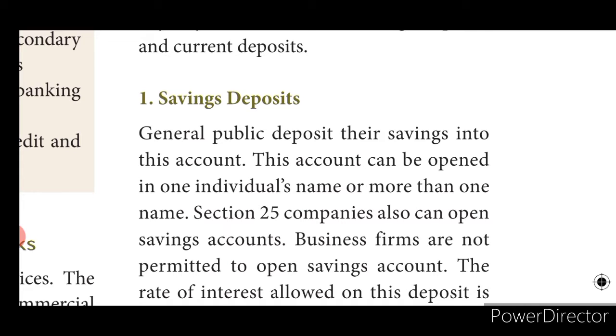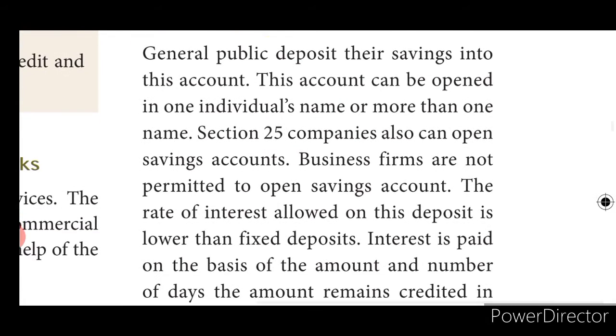In the same way, this account can be opened in one individual's name or more than one name. Section 25 companies can also open a savings account. Business firms are not permitted to open a saving account. But the rate of interest allowed on this deposit is lower than on the fixed deposit.